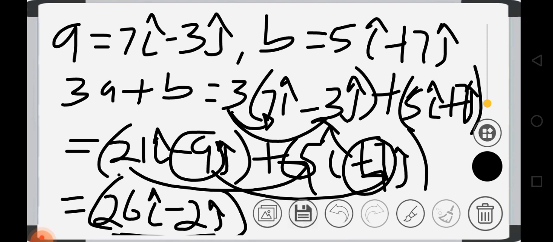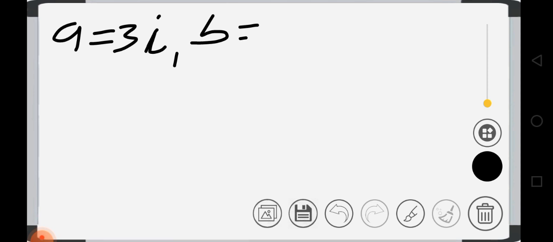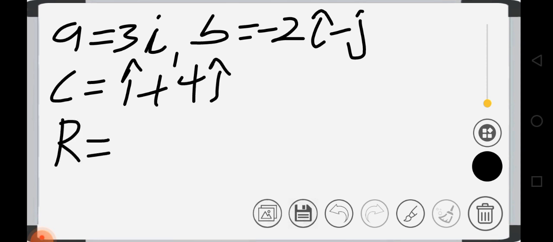Now find the resultant. Another question. Let's find the resultant of these vectors. A is equal to 3i. B is equal to minus 2i minus j. C is equal to i plus 4j. So what is the resultant of these three vectors?